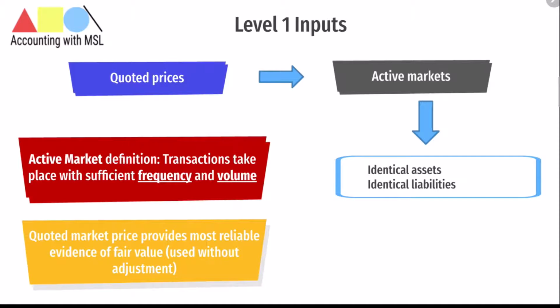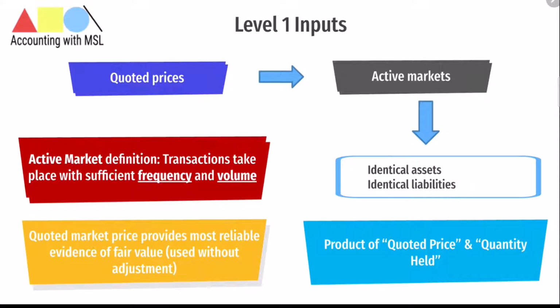Let's also mention that if an entity holds a position in a single asset or liability, and that asset or liability is traded in an active market, then the fair value of the asset or liability is measured within level 1 as the product of the quoted price for the individual asset or liability and the quantity held by the entity, even if the market's normal daily trading volume is not sufficient to absorb the quantity held, and placing orders to sell the position in a single transaction might affect the quoted price.